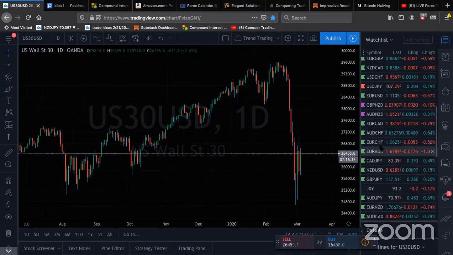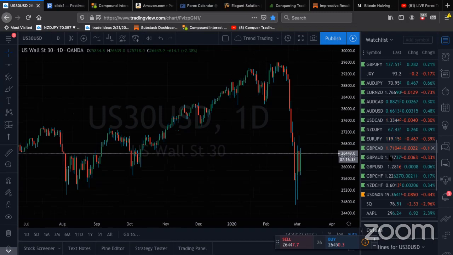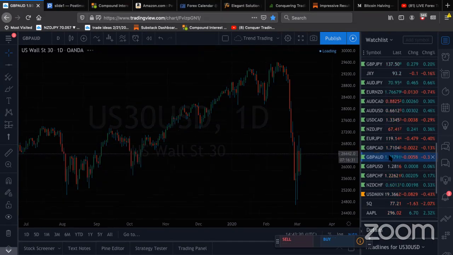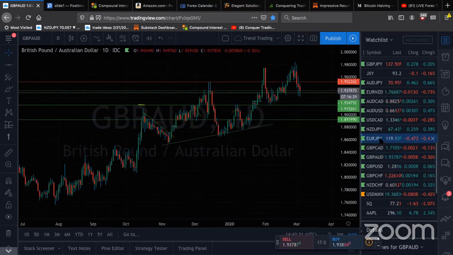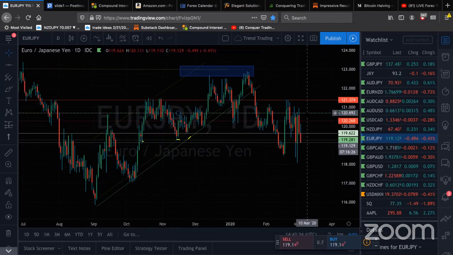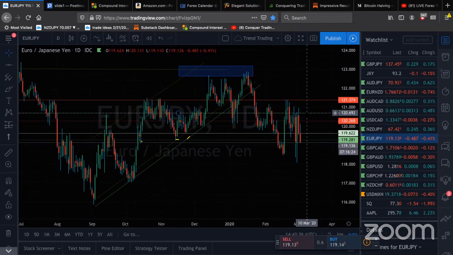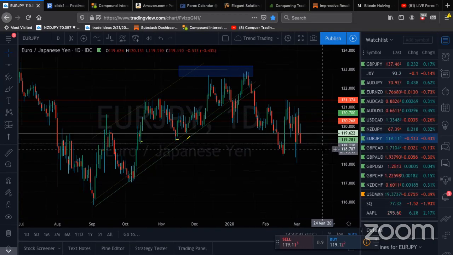We have about 20 minutes till we're going to see some fireworks on the Canadian dollar. So we will come back to that. Euro, Japanese yen. So we're seeing that yen strength. Let's take a look at all yen pairs. But this is euro weakness.